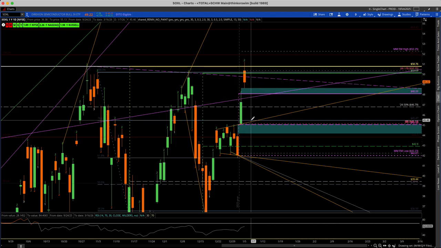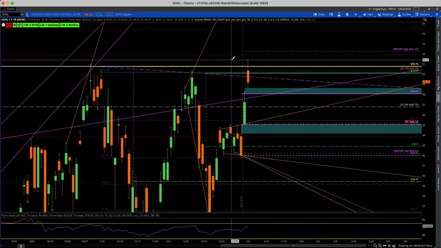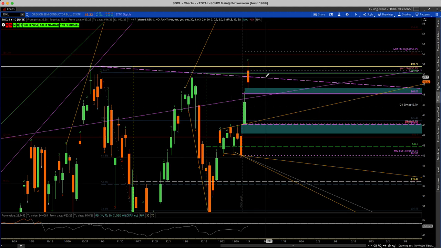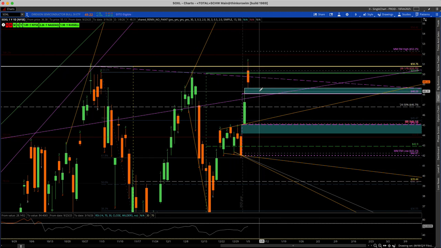If we fill this gap, we could just test the top of this gap here and bounce as well. So again, it's just chop. I wish I could give you, say it's going to go this way for this long, look for this price target. We're at the top of a range that we've been in for a while. Perfectly reasonable to think that we could pull back down. We've got gaps below. We could pull back down.